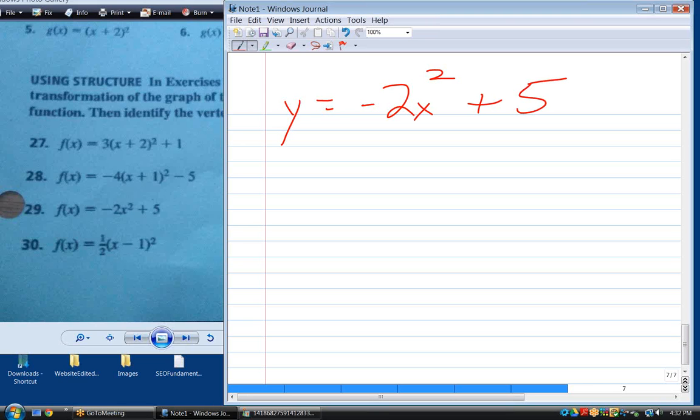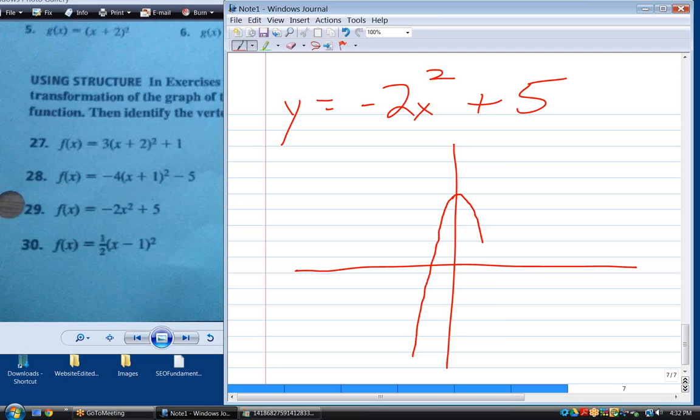Translations? It's flipped over the x-axis, then a vertical stretch by 2, and then moved up by 5. So this becomes very easy to graph. In other words, flipping over the x-axis, making it skinnier, and then moving everything up by 5 gives us that. And that vertex is (0, 5).